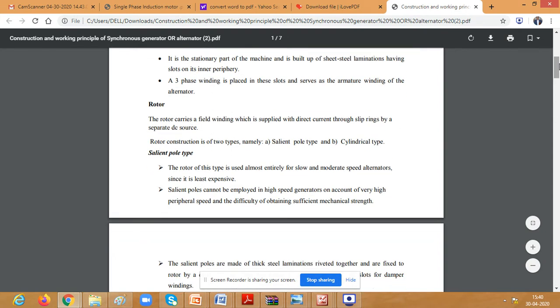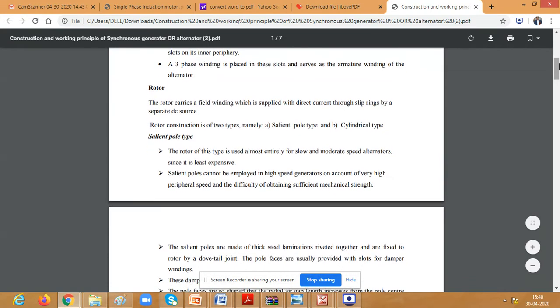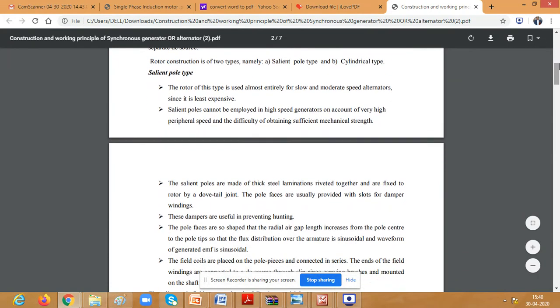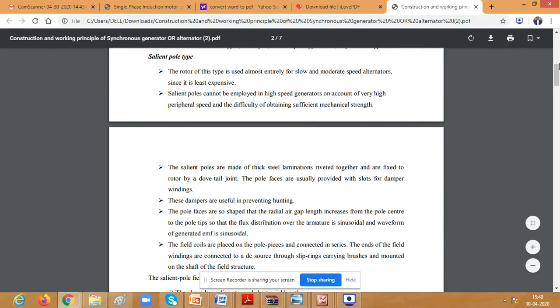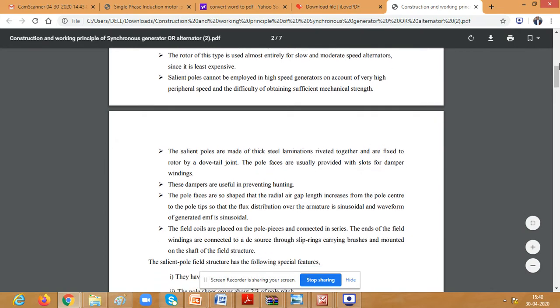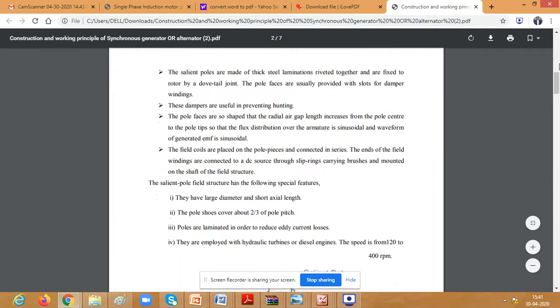The rotor carries the field winding, and the rotors are of two types. One is the salient pole type, another is the cylindrical type. The salient pole rotors are basically used for slow and moderate speed alternators because they are less expensive. These salient poles are made of thick steel laminations riveted together and are fixed to the rotor by a dovetail joint. The pole faces are usually provided with slots for damper winding. These dampers are useful for preventing hunting.